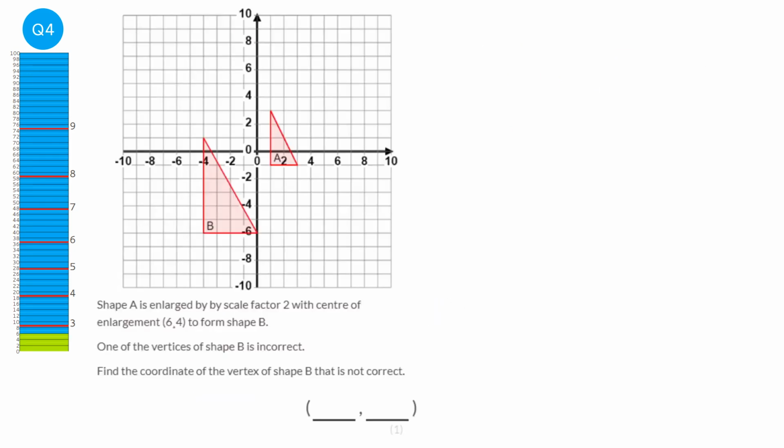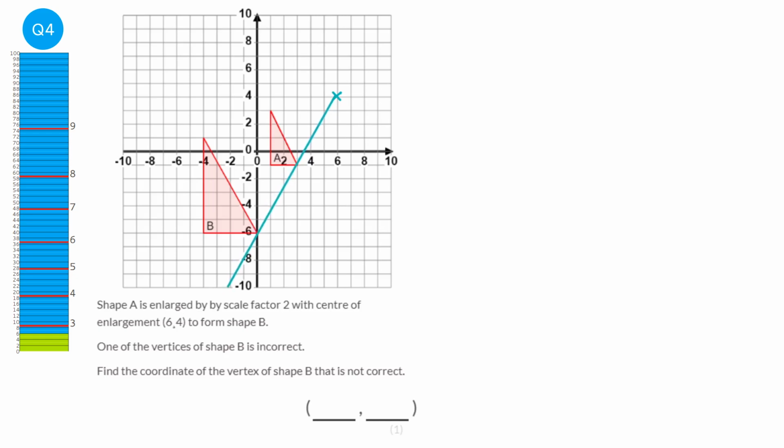So in this question we're told that the centre of enlargement is at (6, 4). Let's just put a cross there. And what I'm going to do is just draw ray lines from the centre of enlargement, and we're just going to go through each of the corners of our shape A.